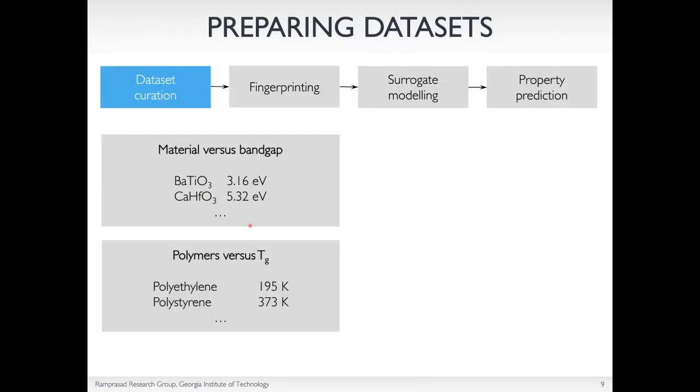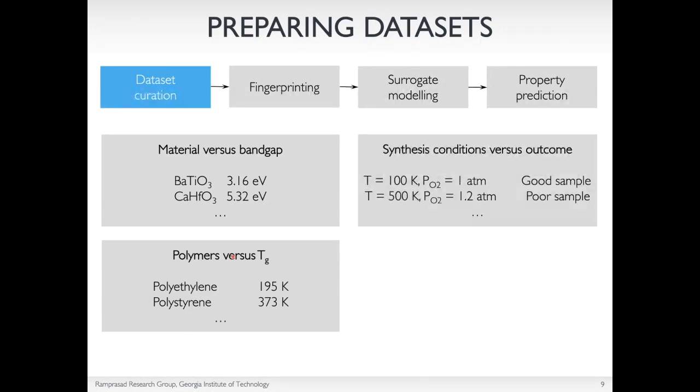Here is another example, going to the polymer domain. Maybe your goal is to develop a predictive model of some particular property, the glass transition temperature in this case. So again, you will have a listing of polymers and the corresponding Tg values, assuming this is available in the literature. You go to the literature, go to the handbooks, go to repositories, and you collect all this data and you assemble a table.